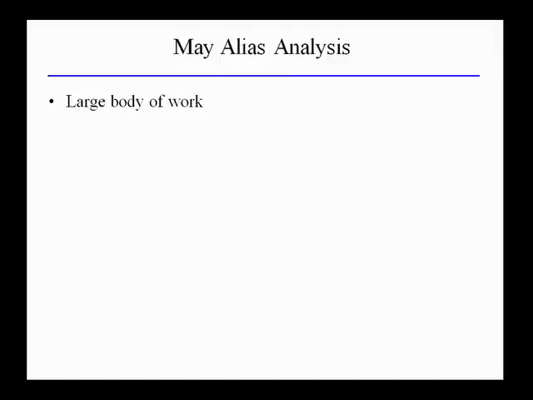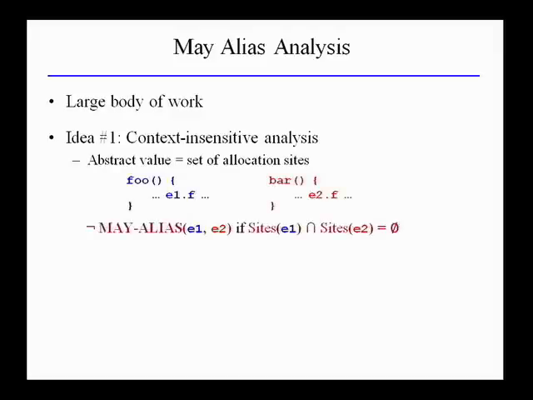Okay, so it's still a hot topic, and it seems to be a very, very difficult problem. Now, what are the big ideas in may-alias analysis? Well, big idea number one is context-insensitive analysis.